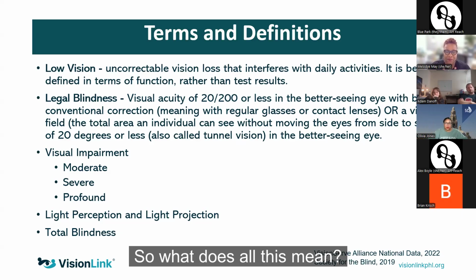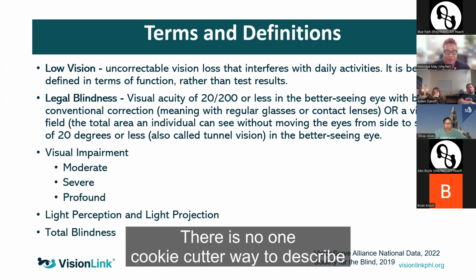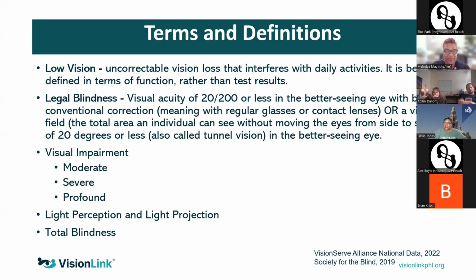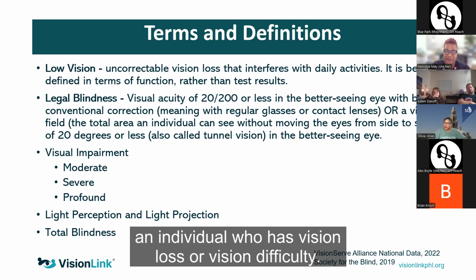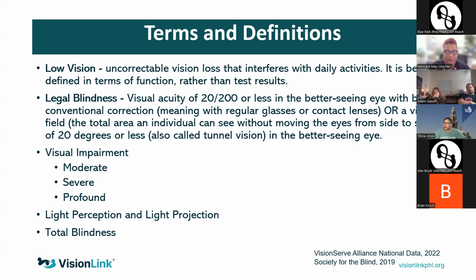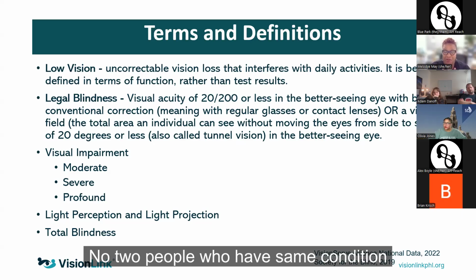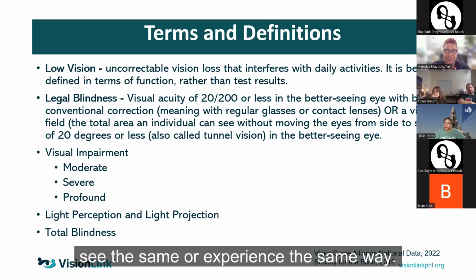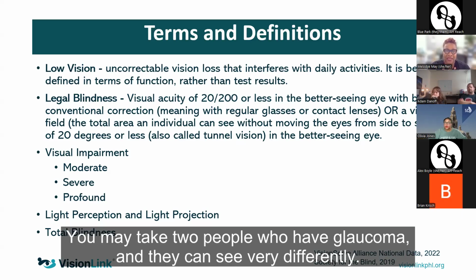So what does all this mean? Blindness is a spectrum. There is no one cookie cutter way to describe an individual who has vision loss or vision difficulty. No two people who have the same condition see or experience it the same way. You may take two people who have glaucoma and they can see very differently.